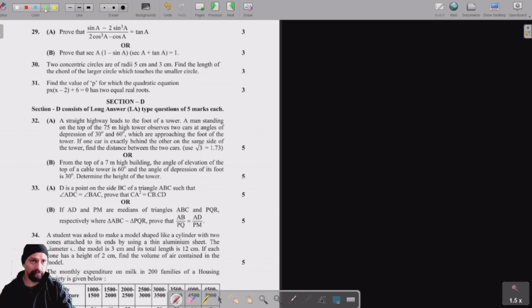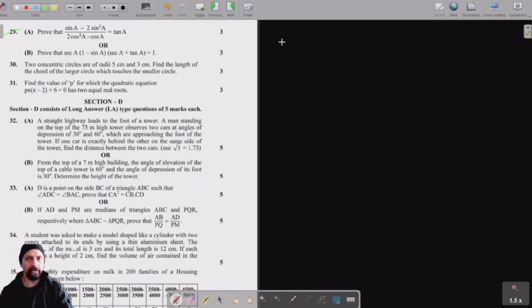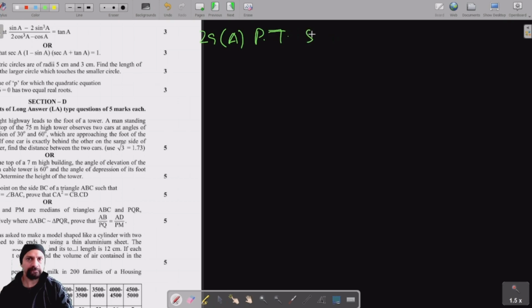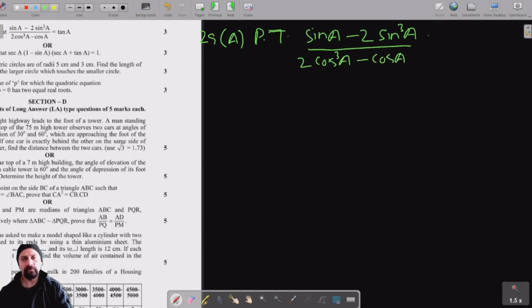For question number 29 part A. So we are in question number 29 part A. We have to prove that (sin A minus 2 sin cube A) upon (2 cos cube A minus cos A) is equal to tan A.